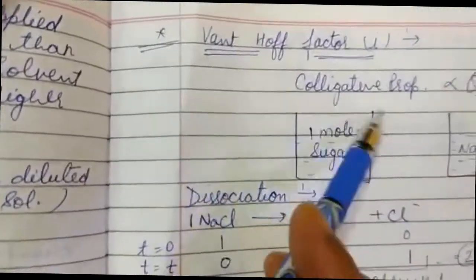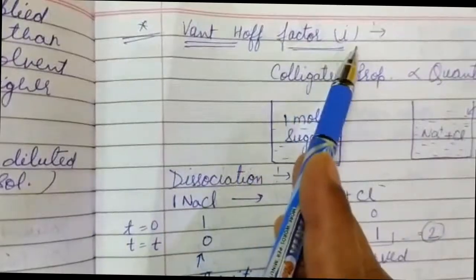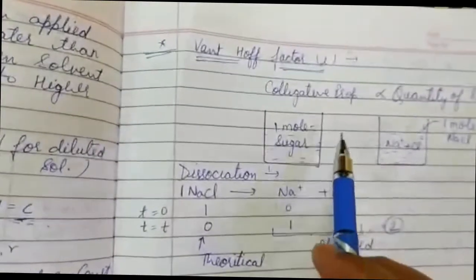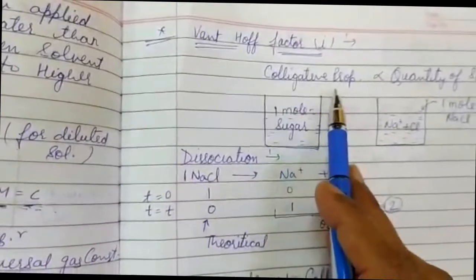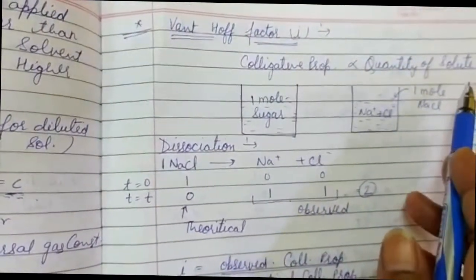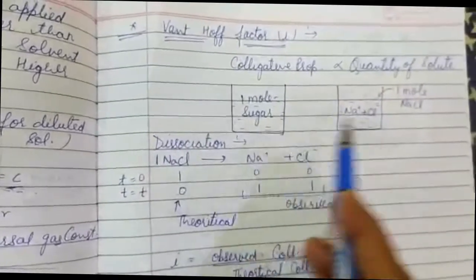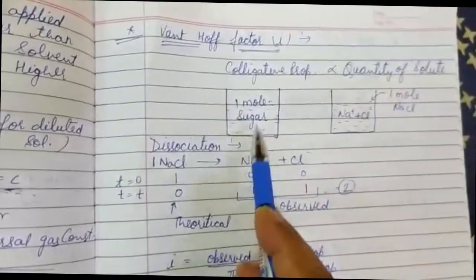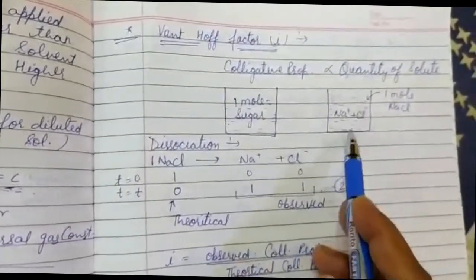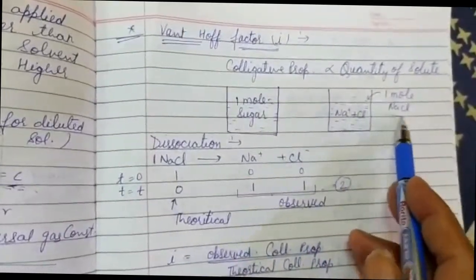For that we should understand the Vant-Hoff factor. Vant-Hoff factor is represented by i. For that we must know, as we have learned, that the colligative property is directly proportional to the quantity of solute. Suppose we have taken 2 containers. In one container we have dissolved 1 mole of sugar, and in another container we have dissolved 1 mole of NaCl.